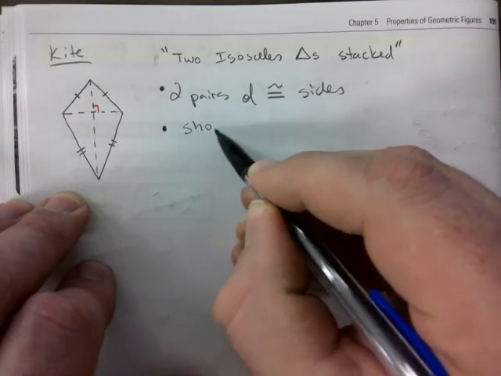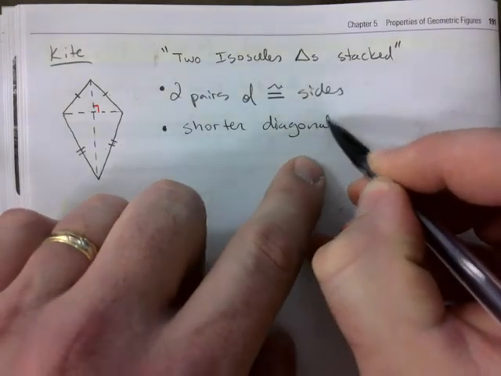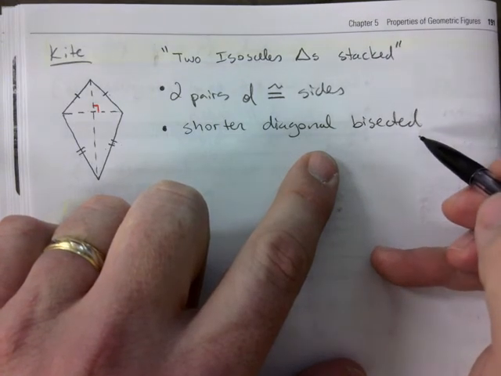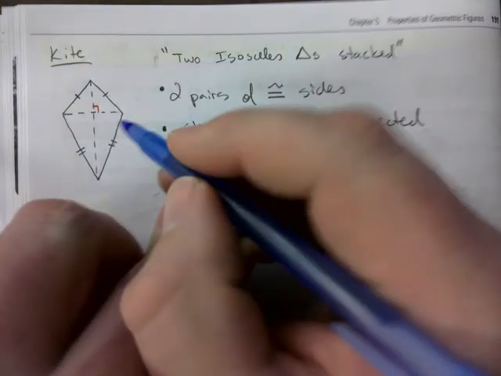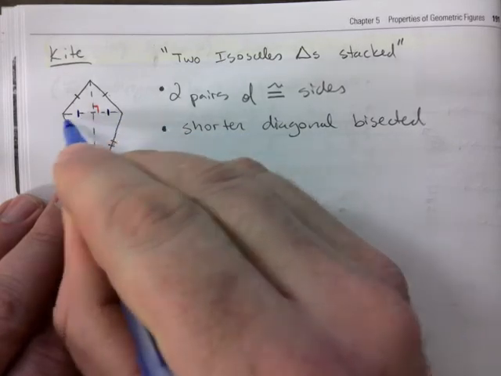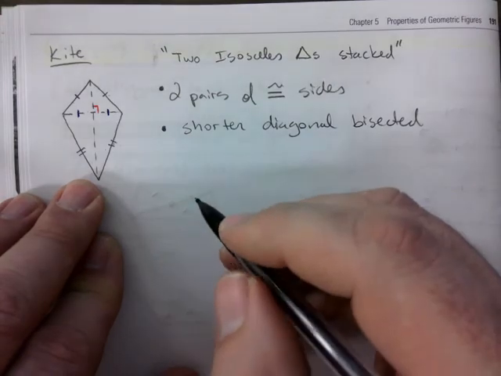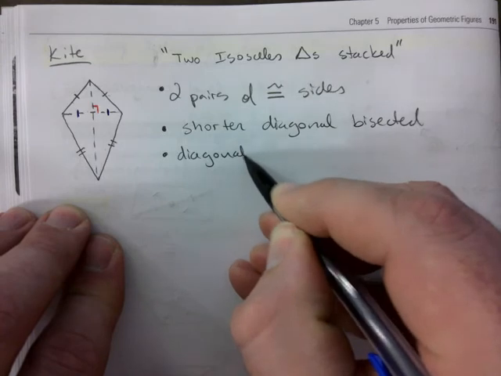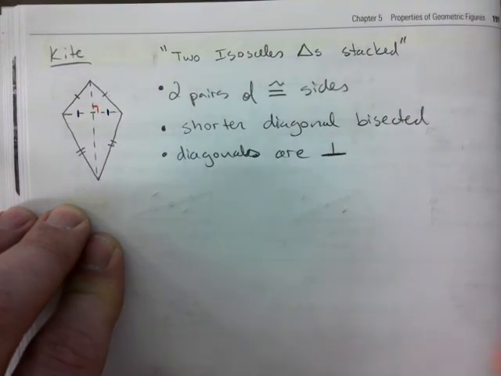Shorter diagonal bisected. Not both, Mr. Jackson? Nope, just the shorter one. Which one is the shorter one? You can clearly tell that it's this one, right? So you can do this. It's cut in half there. And diagonals are perpendicular. They meet at a 90.